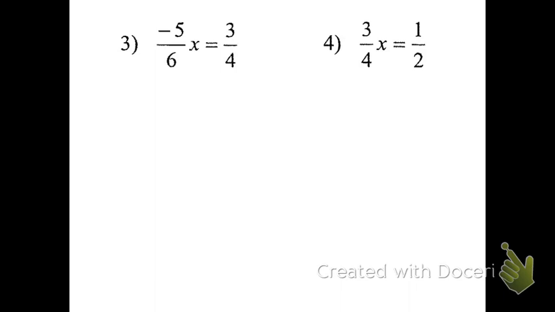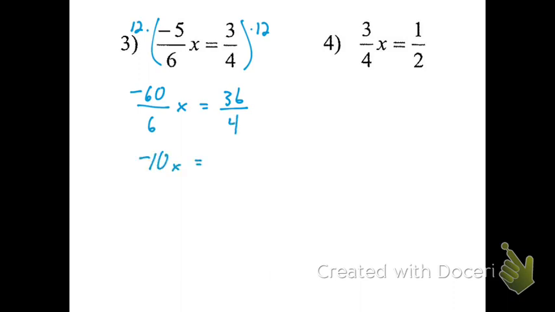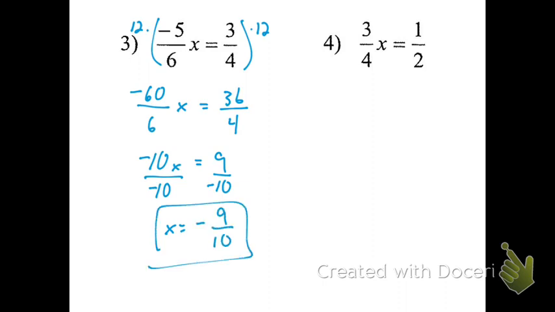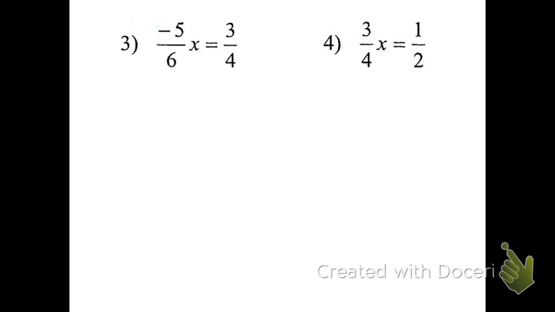Why not? All right, now, this is a tricky one here. What is the smallest number that 6 and 4 both go into? Not 24, it's actually 12. So, when you multiply up top, you get negative 60 over 6. There's the x. 3 times 12 is 36. It's still over 4. So, we have negative 10x is equal to 9. I'm going to divide both sides by negative 10. And I get x is equal to negative 9/10. Okay. So that one's in the books.